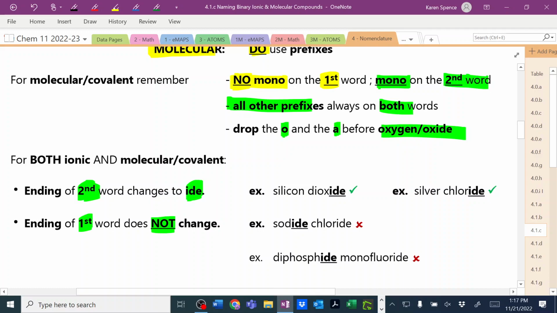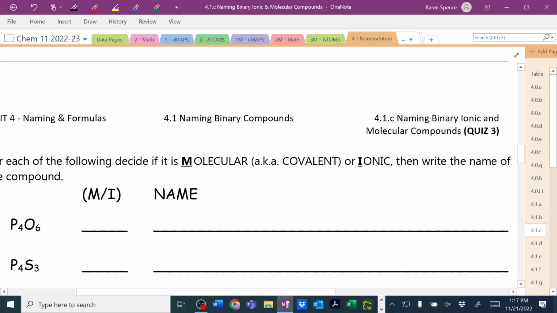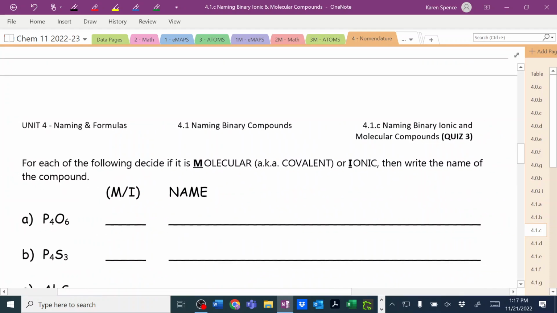I don't want to see sodium chloride or diphosphide monofluoride. The ending of that first word should not change. Okay, so on the quiz for this one, you won't have to let me know whether it's molecular or ionic. I'm just having you do that in order to review for yourself. Before we carry on though, I would like to take a look at 4.1D as well, so that you can at least take that home with you, even if you don't get to quiz 4 today.